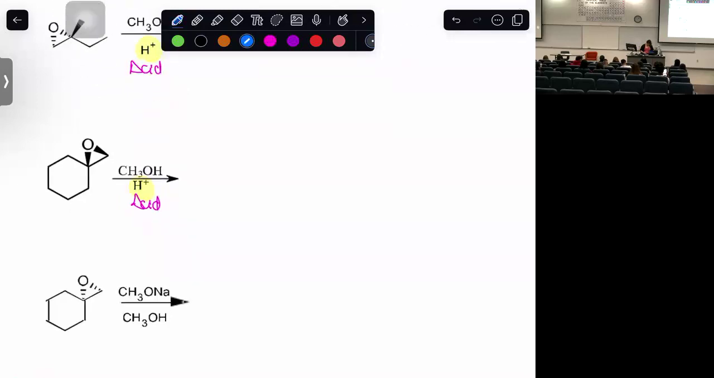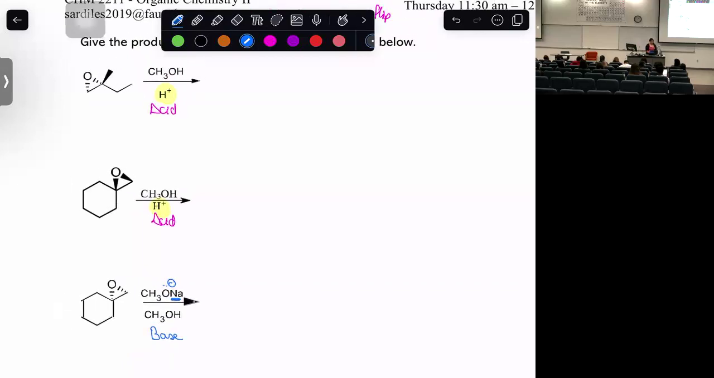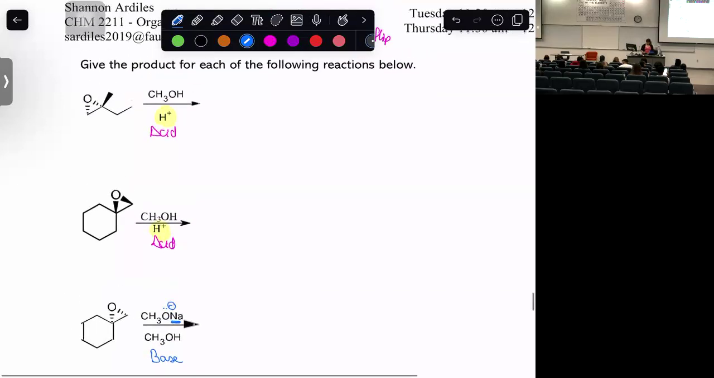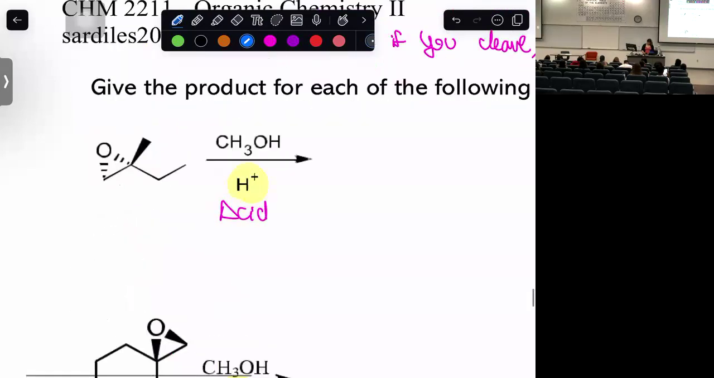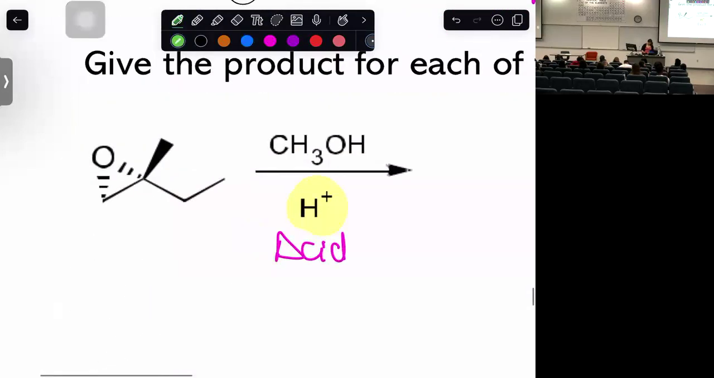Plus, also, let's notice something. We have sodium in here. So what's going to happen in there? It goes away, and we're left with our negative charge. So this guy is going to be a base cleavage. Okay, that's how you're gonna know if it's an acid or a base cleavage. Just look at what you're provided in the arrow, and that's it. Now, let's go back to our original problem in here.